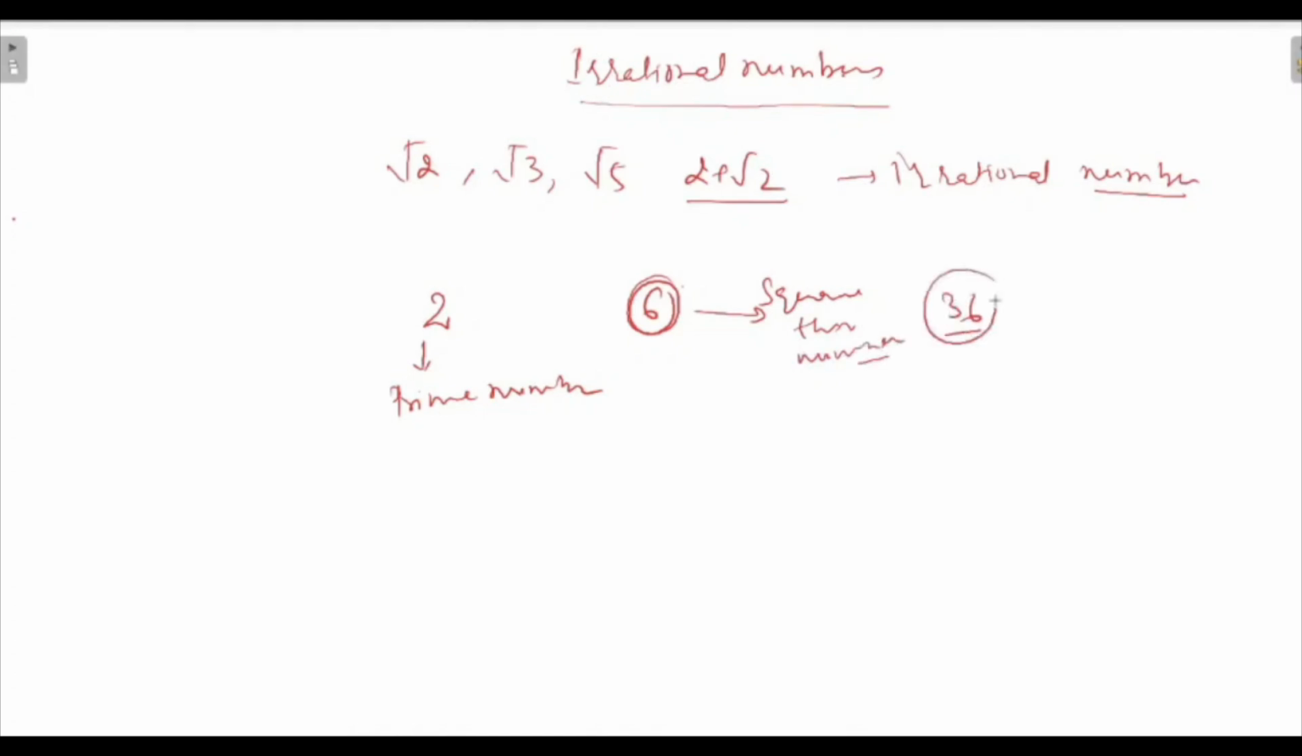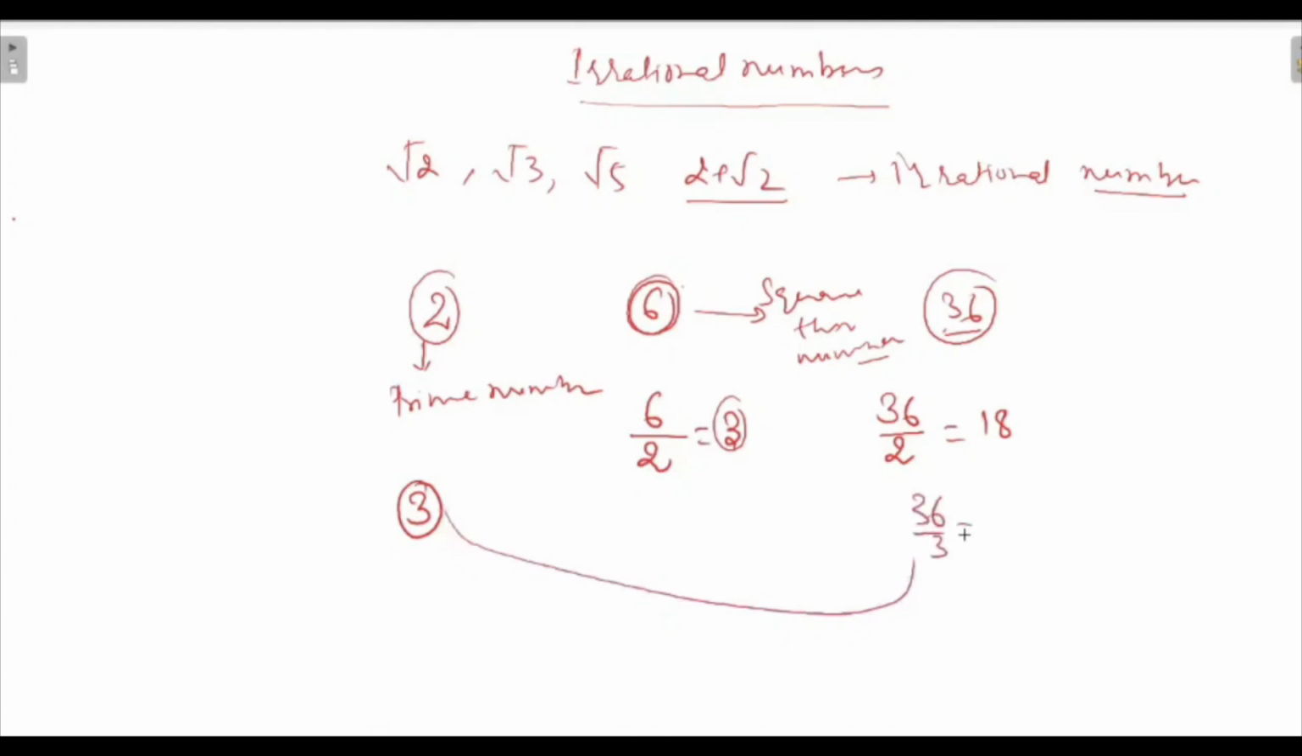Now if I divide 36 by 2, I get 18. So I'm able to divide the square of this number by 2, and also if I divide 6 by 2, I will also be able to divide, and I'll get 3 here. Let's take another prime number 3 and look at the same thing. I divide 36 by 3 and get 12, and when I divide 6 by 3, I get 2.